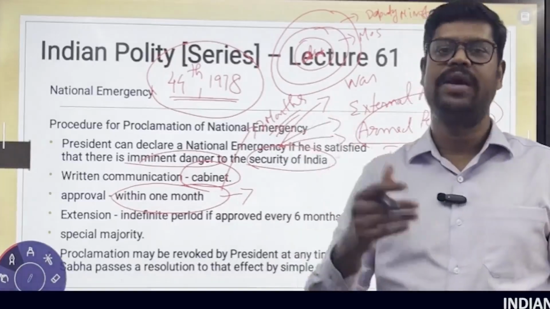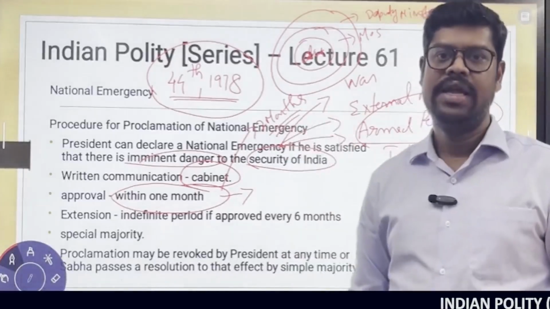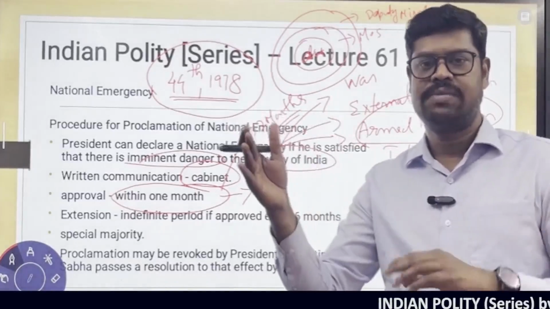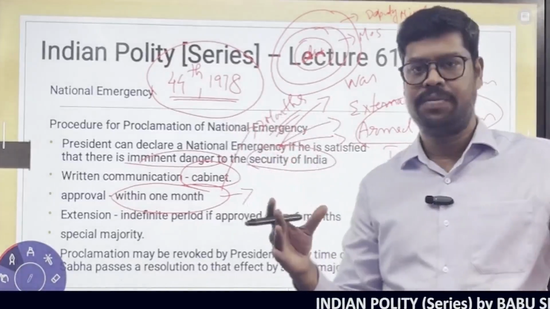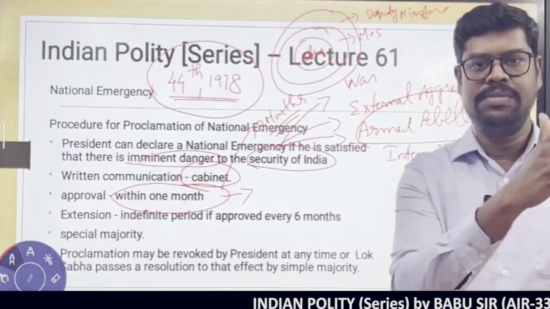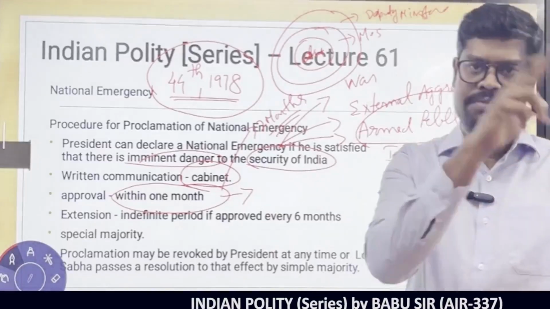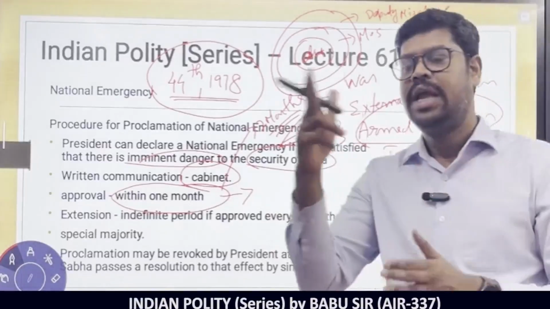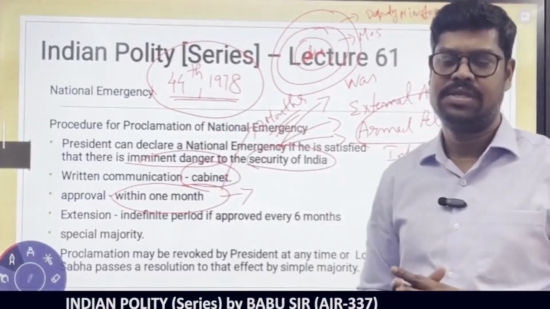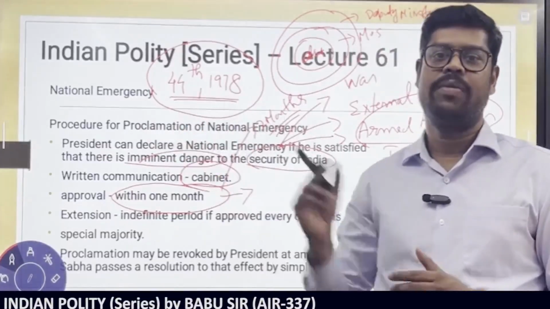And once it is approved by the parliament, how long can it extend? It can extend for a period of 6 months from the day of proclamation by the president. So once the president proclaims and the parliament approves, from the date of proclamation by the president, it can continue for a period of 6 months. After 6 months, can the proclamation continue?